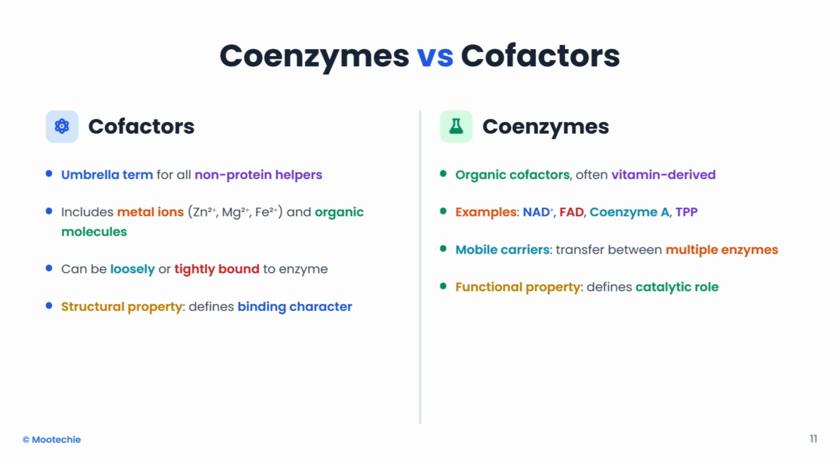Now, coenzymes, these are a specific type. They are organic cofactors often derived from vitamins. Examples are NAD+, FAD, coenzyme A, and TPP. They act as mobile carriers transferring chemical groups between multiple different enzymes. This is more of a functional property that defines their catalytic role. Among these helpers, some form incredibly strong partnerships.